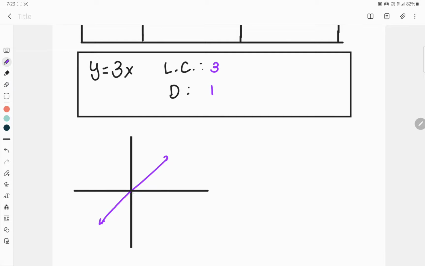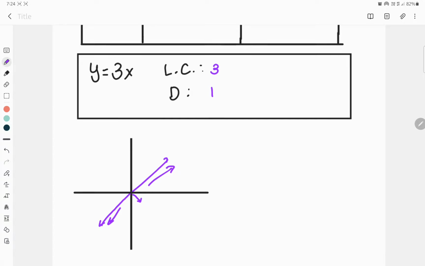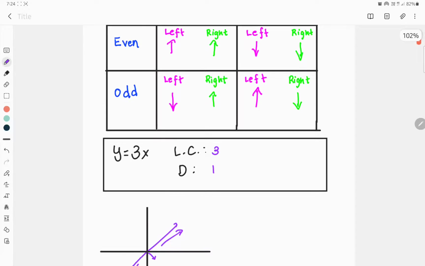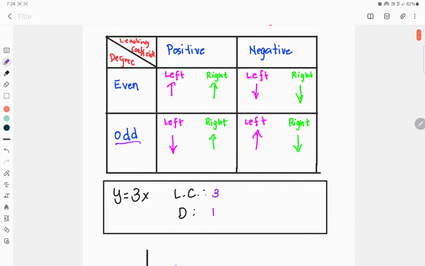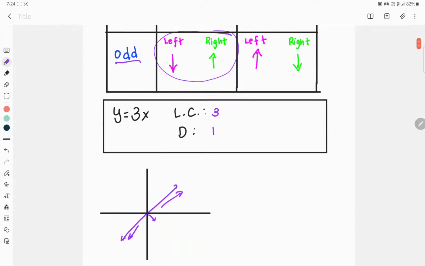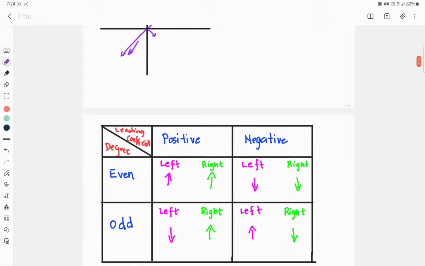Now, when you look at this one, this is the origin. This is the right side. Is it going up? And this is going down. When you look at our basis, it is odd, and the leading coefficient is positive, which is 3. So this is what we see in our behavior. The end behavior is going up on the right side and going down on the left side. Okay, let's have another example for you to explore.